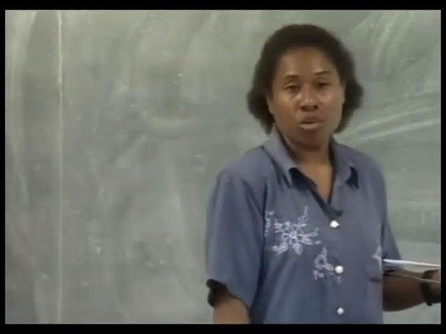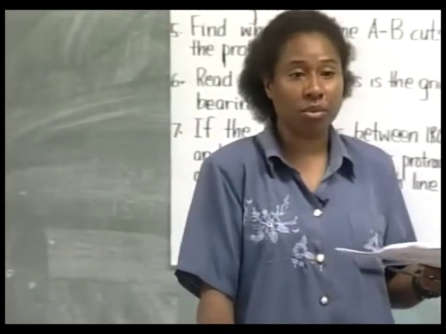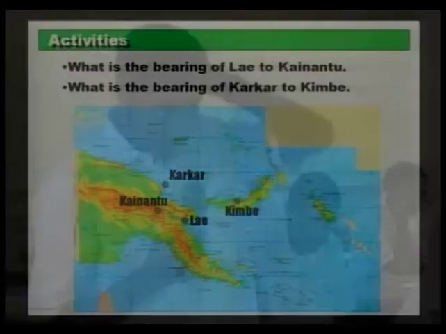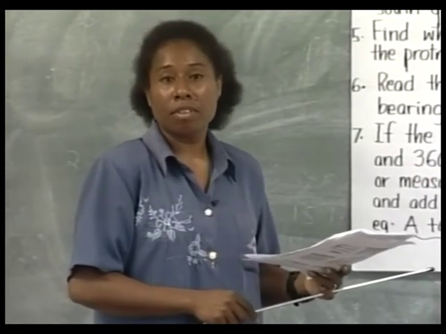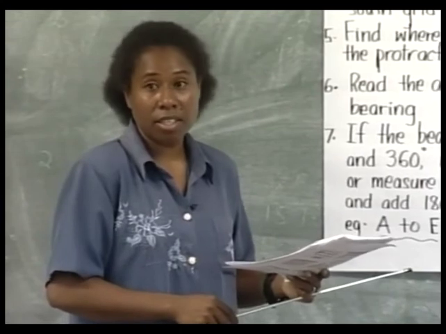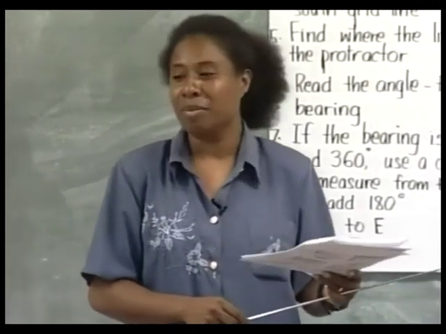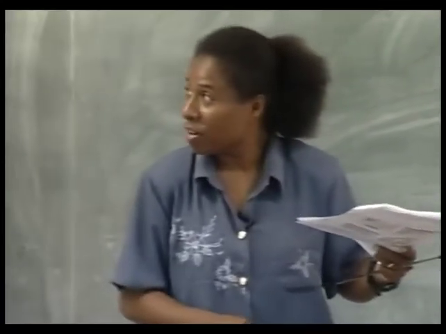Bearing of Lae to Kainantu. Lae to Kainantu. That's activity 4. 291. 291 degrees. We happy with 291? Most of you got 291? Okay. We'll double check and make corrections. Good. 291 we'll accept as our answer for the bearing of Lae to Kainantu.